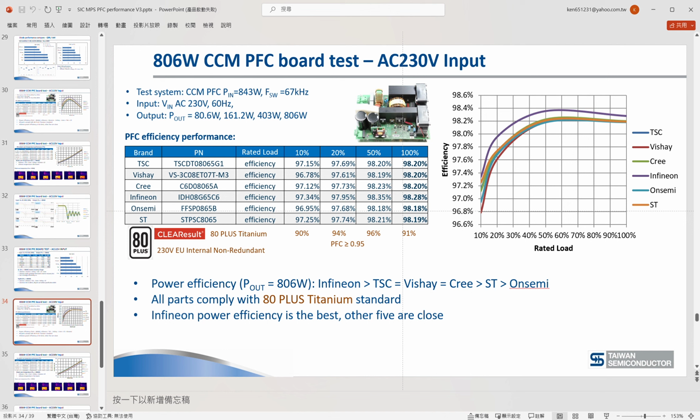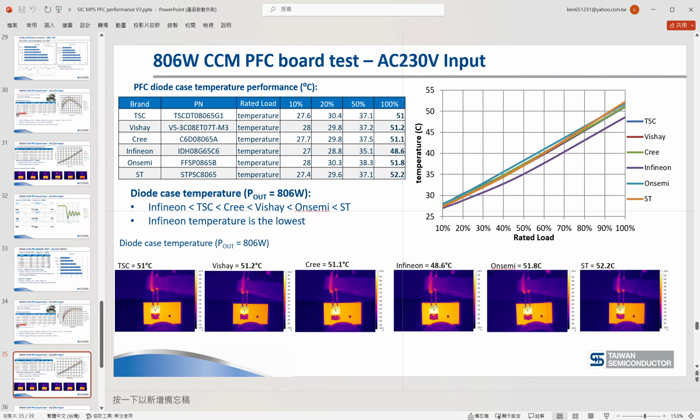The second condition, we apply a higher voltage, 230 volt, and we use the rated load at 10%, 20%, half load, and full load, and we apply the 80 Plus Titanium criteria to examine if they satisfy or not. So for the power efficiency, Infineon got the best. The other 5 groups, TSC, Green, Bichet, onsemi, ST, are very similar. So all these parts comply with the 80 Plus Titanium criteria standards, and the other 5 are very close.